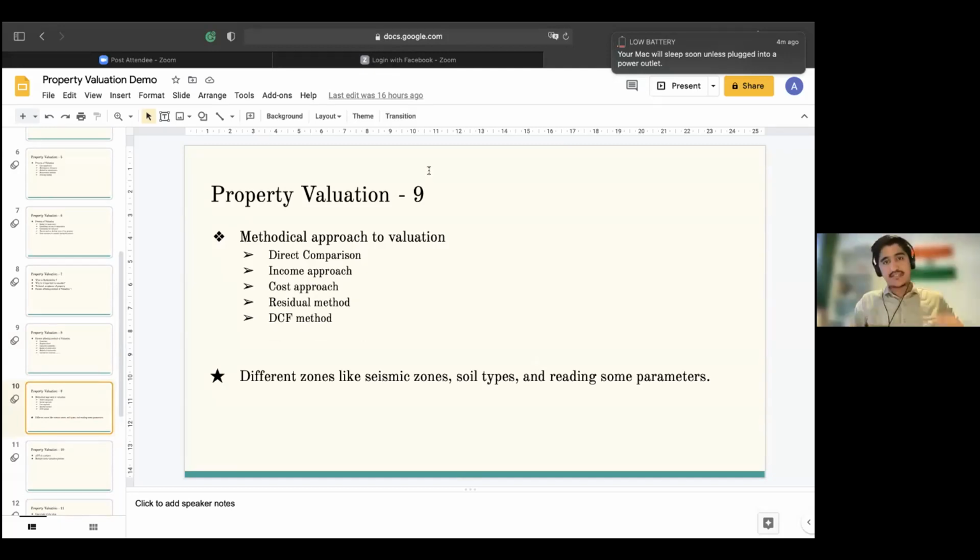So this is the methodical approach which I will try to give to you guys: what the methods are, what the approach is.